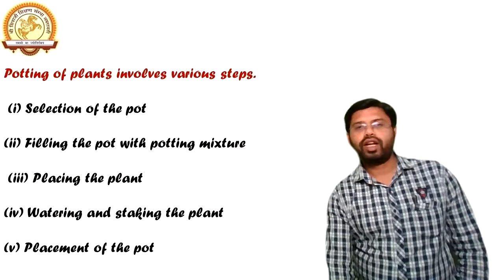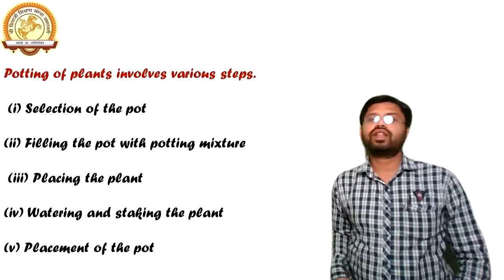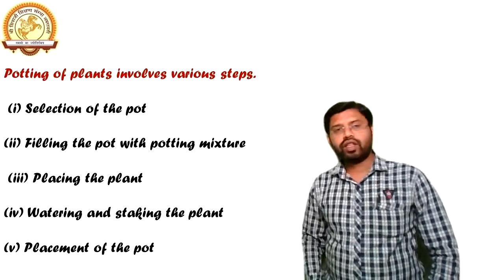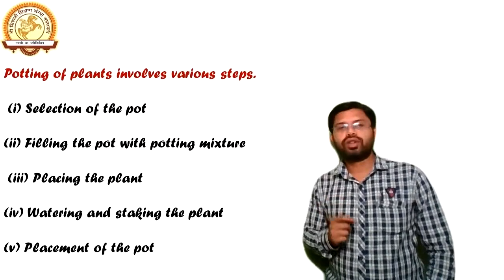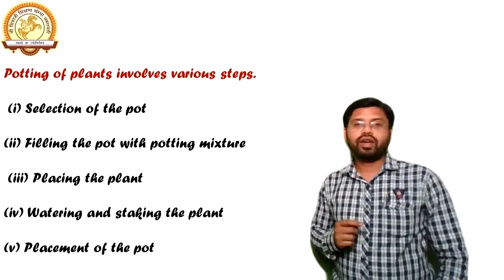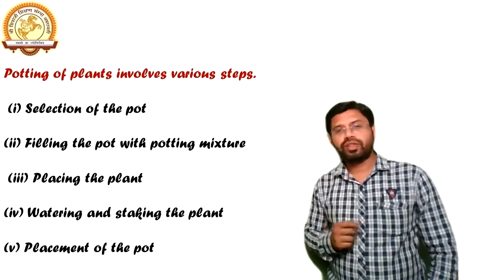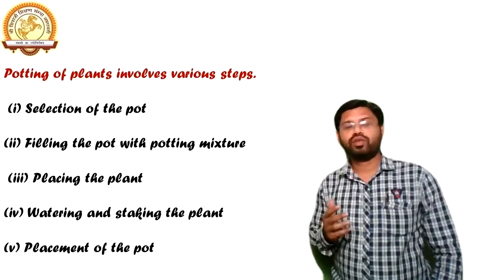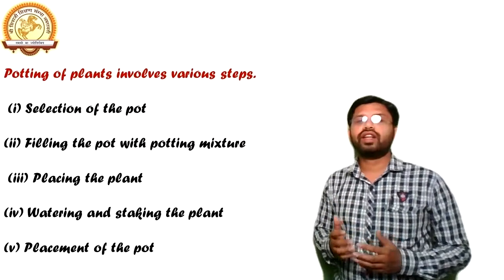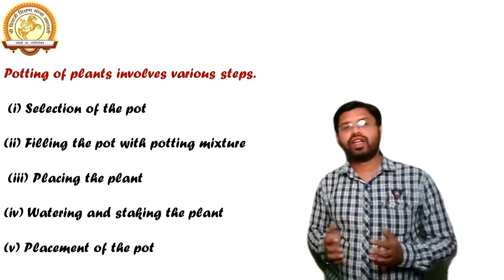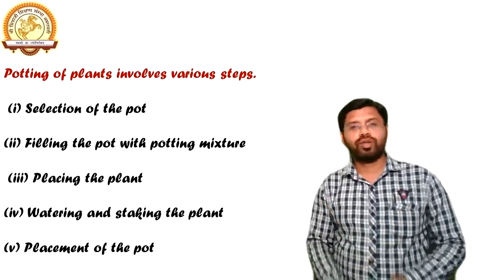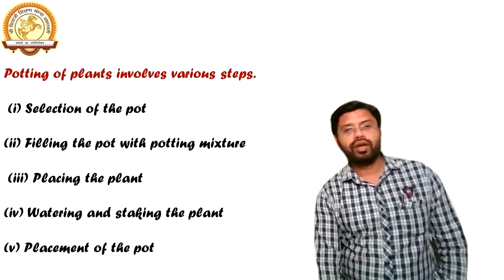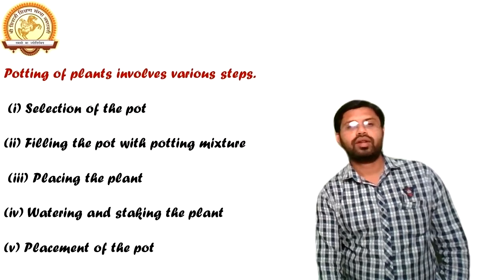Now these potting techniques involve various steps. The first one is the selection of the pot. The second is filling the pot with potting mixture. The third is placing the plant, and the fourth is watering and staking the plant. And finally, the placement of the pot. So these are the ways through which we can make the potting of a plant.